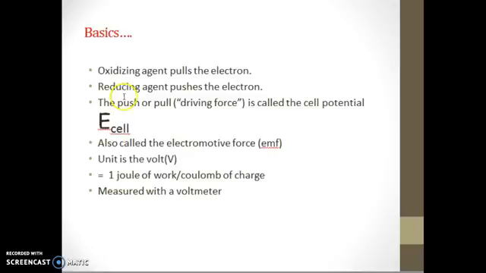Some of the basics: oxidizing agent pulls the electron. Reducing agent pushes the electron. The push or pull is called as a cell potential, also called as electromotive force. It is represented in volt, which is equal to 1 joule of work per coulomb of charge. It is measured with a voltmeter.